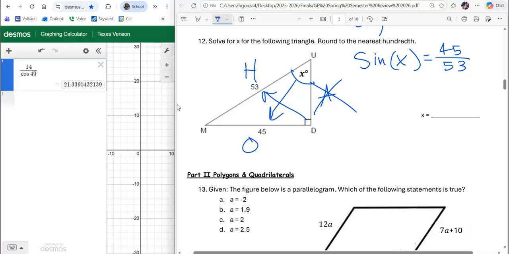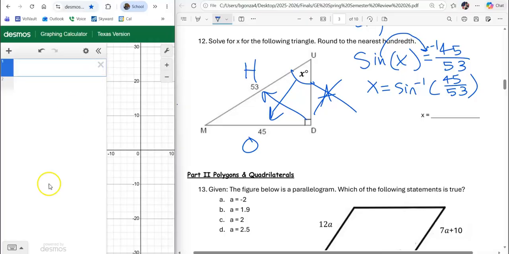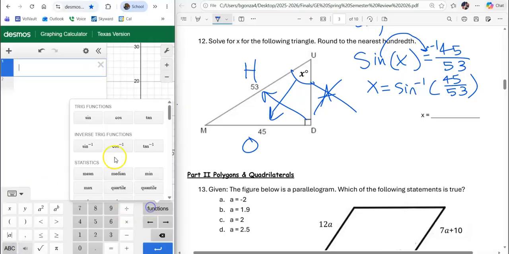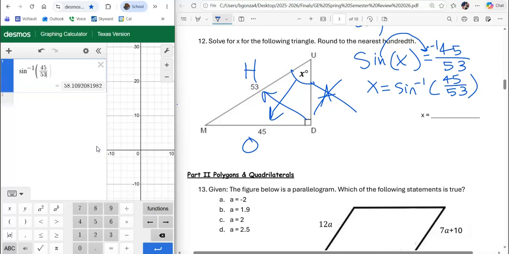Now, how do we get rid of the sine to get X by itself? Well, remember, we have to move the trig to the other side and make it inverse. X equals sine inverse, whenever I have a missing angle, 45 over 53. I'm going to go into here, function, sine inverse, 45 over 53. 58.10, and then the 9 makes it round up, 58.11 degrees. We're talking about an angle.